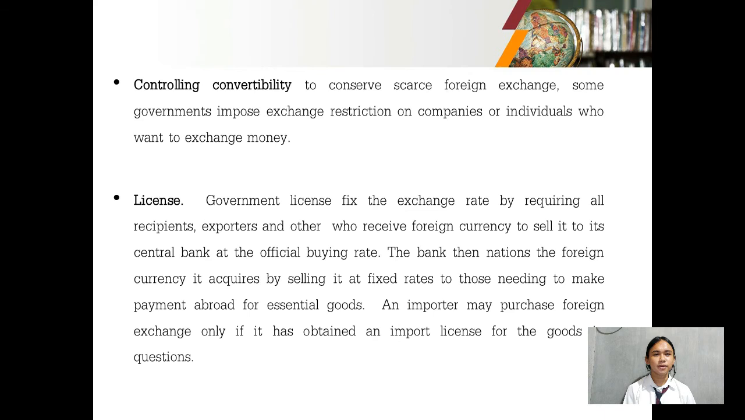Controlling convertibility. To conserve scarce foreign exchange, some governments impose exchange restrictions on companies or individuals who want to exchange money. By convertibility of a currency, we mean the currency of a country can be freely converted into foreign exchange at market-determined rate of exchange, that is, exchange rate as determined by demand for and supply of a currency. In order to maintain the exchange rate of their currencies in terms of dollars or gold, various countries impose several controls over the use of foreign exchange. This requires some restriction on the use of foreign exchange and its allocation among different uses. The currency of a nation was converted into foreign exchange on the basis of an officially fixed exchange rate.